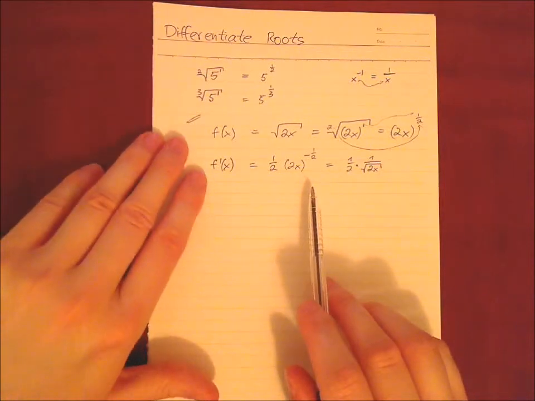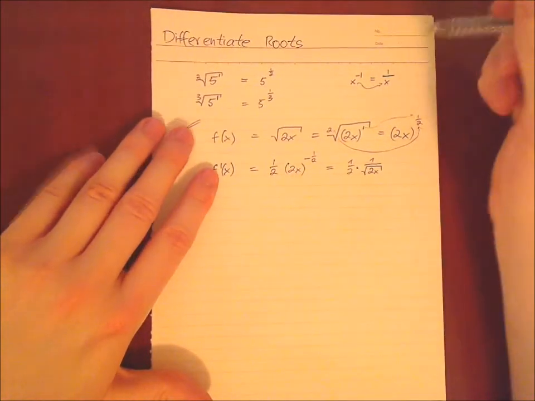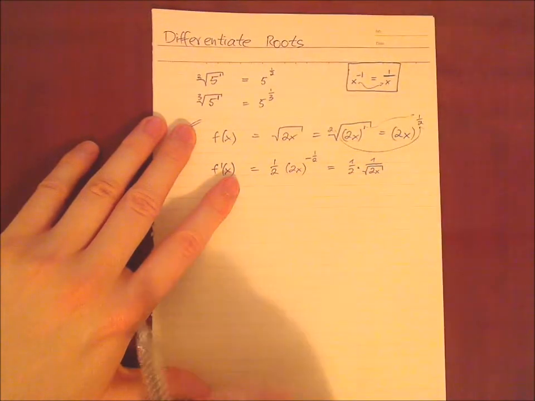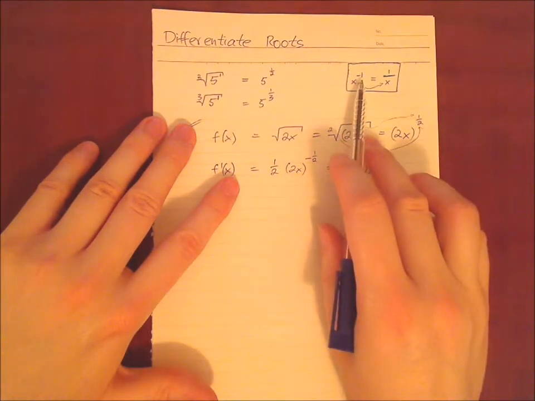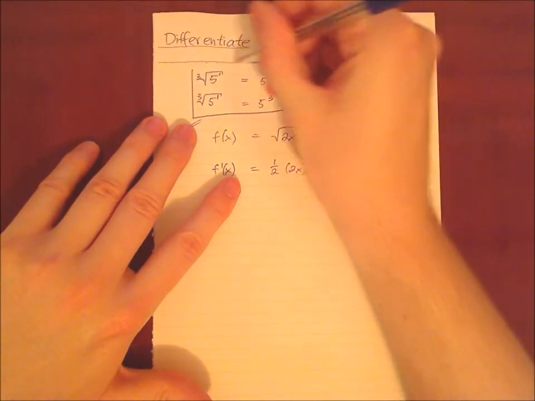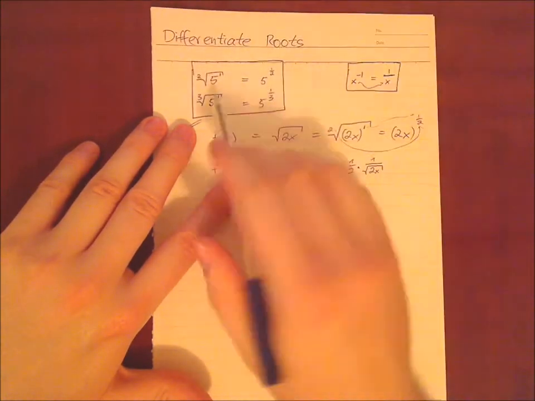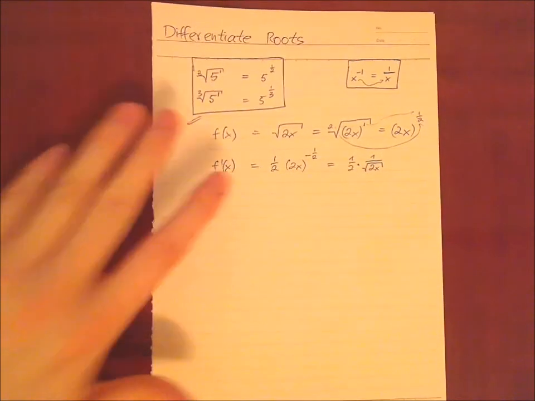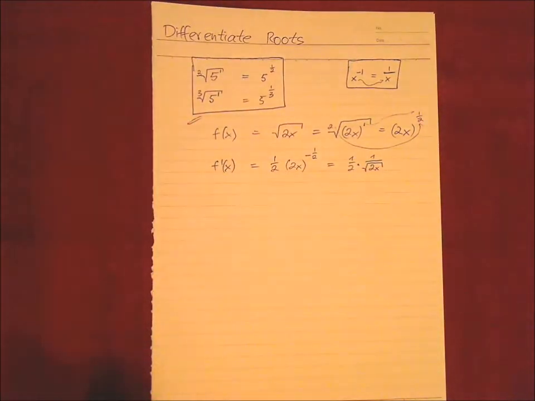So the things you have to remember, in this case, one thing is the -1, how to deal with that, and the other thing is how to write the root in a different way with the power, and then actually it's quite easy. Okay, that's how to differentiate roots.